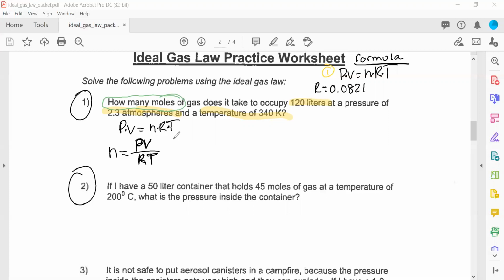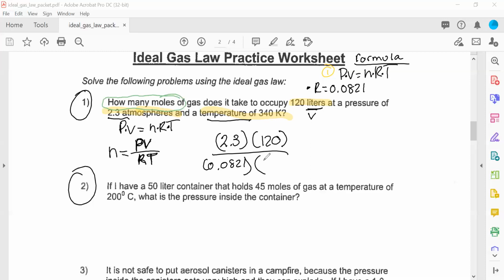So what I'm gonna do is I'm just gonna plug stuff in to the letters. P is for atmosphere, and my atmosphere is right here, so I'm gonna put 2.3 for P. Volume is in liters, so I'm gonna put 120 for V. R is the R constant, so that's the number up here that we wrote, 0.0821. And then temperature is here. And you should read the question before you're answering, because it already tells you in the question what it is.